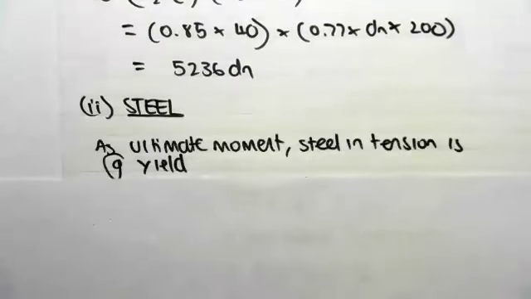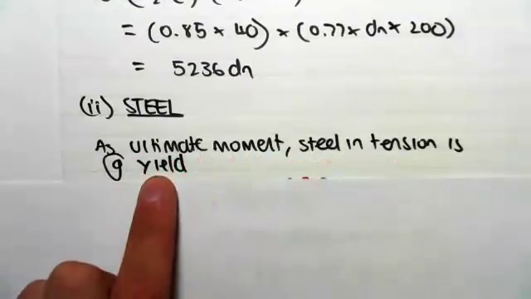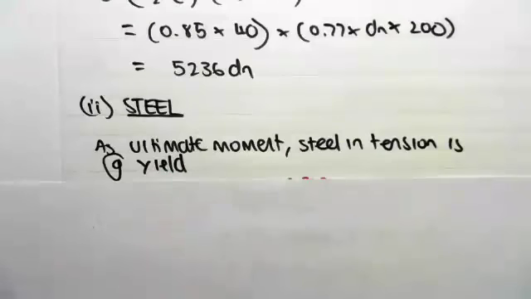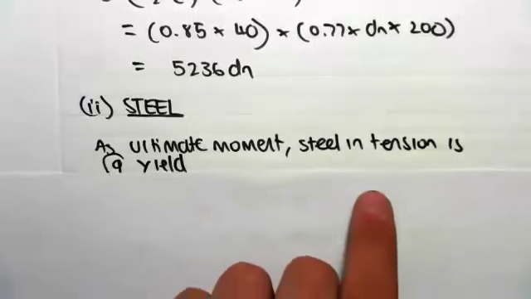Now for the steel. Because we're looking at the ultimate moment, we're going to say the steel in tension is at yield. This isn't always the case. In the videos where we find a column in different situations, the steel is not always going to be in tension, then we have to assume a steel.